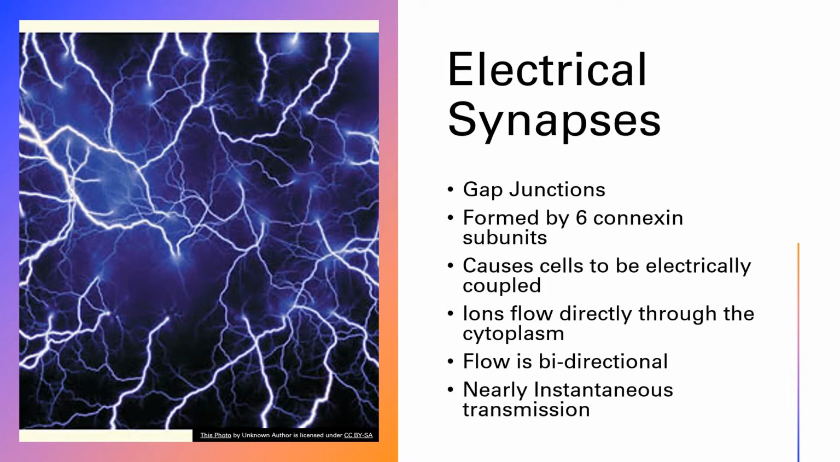They cause cells to be electrically coupled, meaning whatever happens in one is going to immediately happen in the next. So it allows for very coordinated activity between multiple cells really quickly. Ions flow directly through the cytoplasm. There's no extracellular space where things float around. Basically, the cells are connected. The flow can be bidirectional, meaning the ions go one way or the other, and it's almost instantaneous transmission.